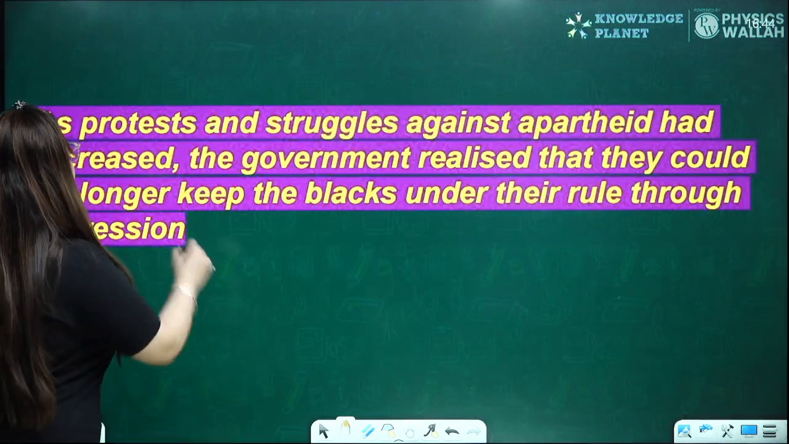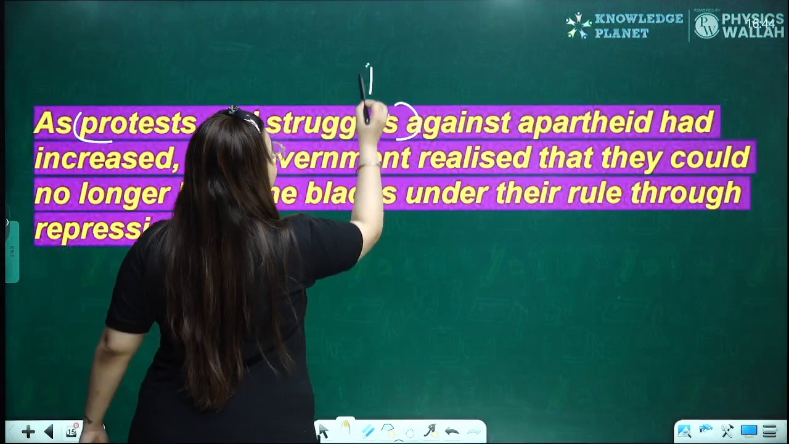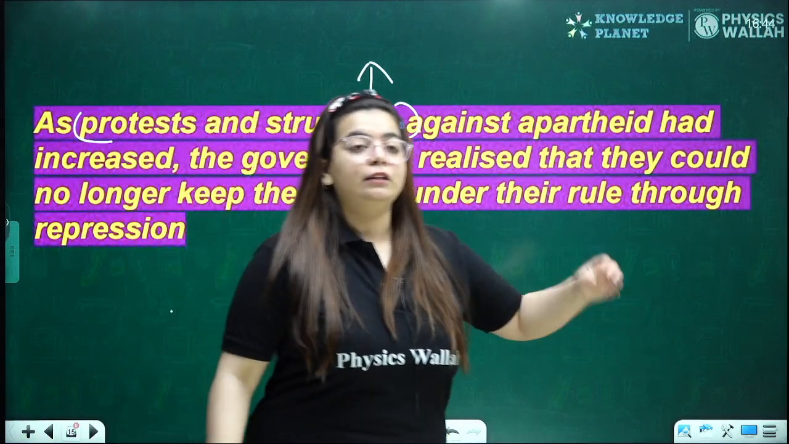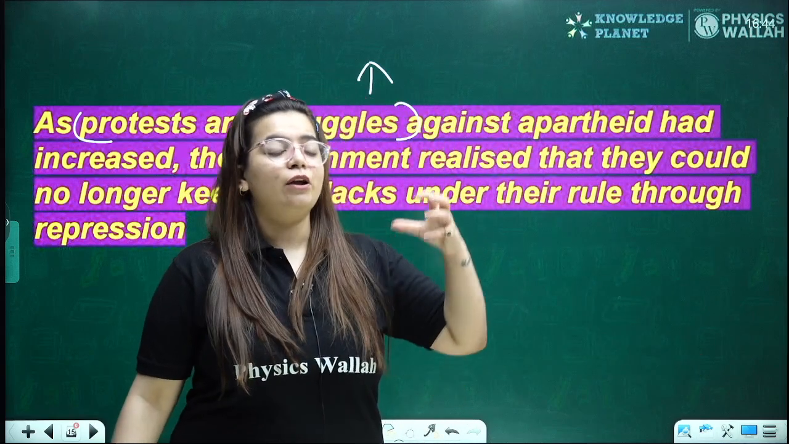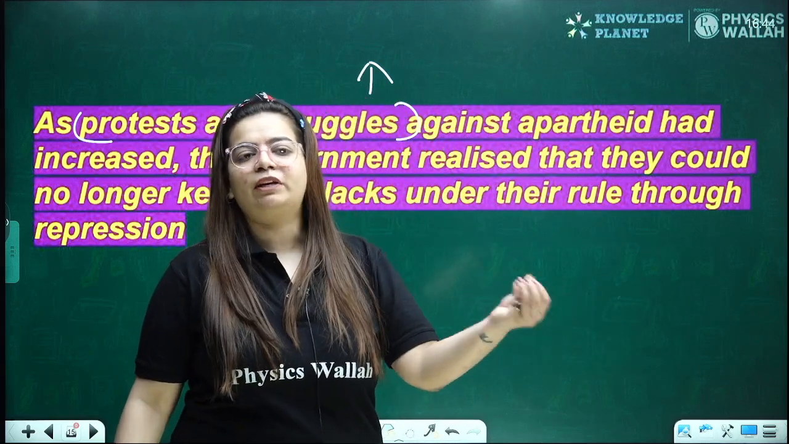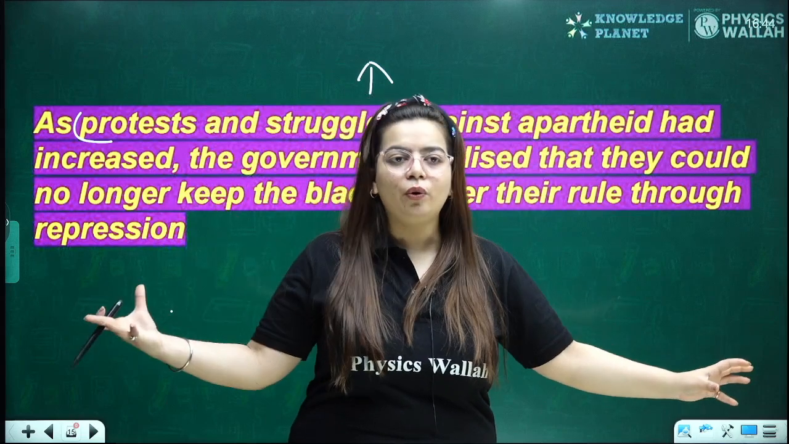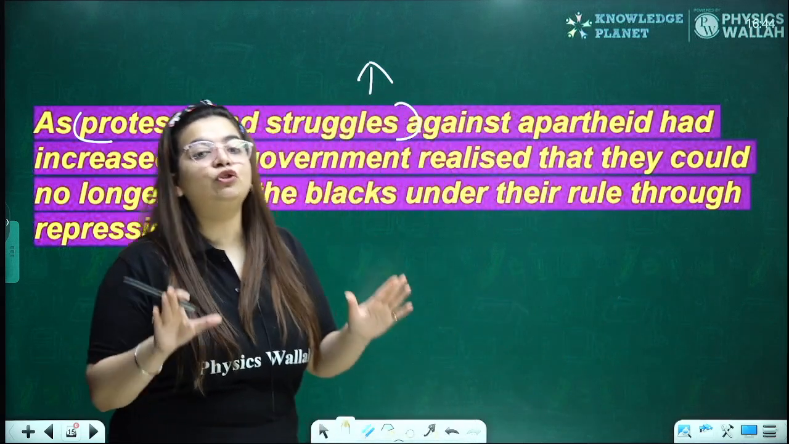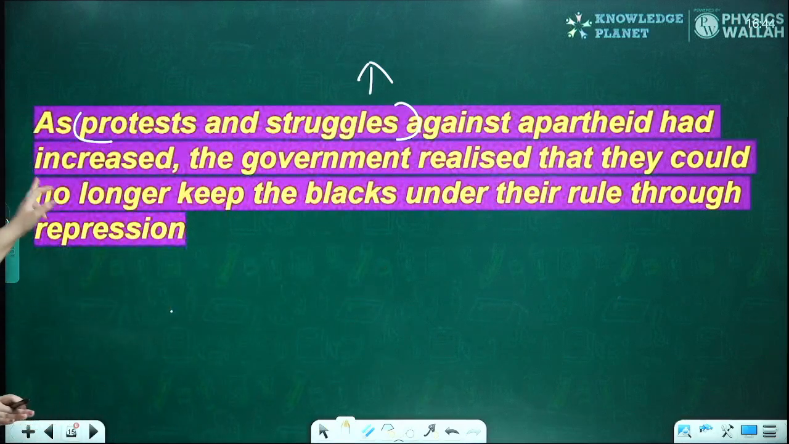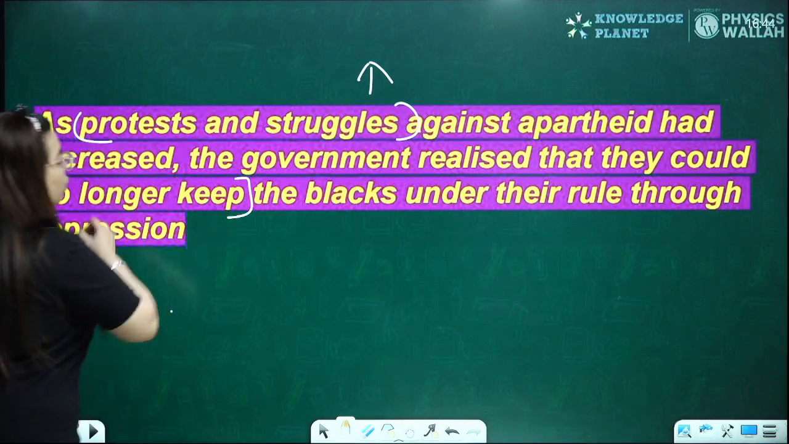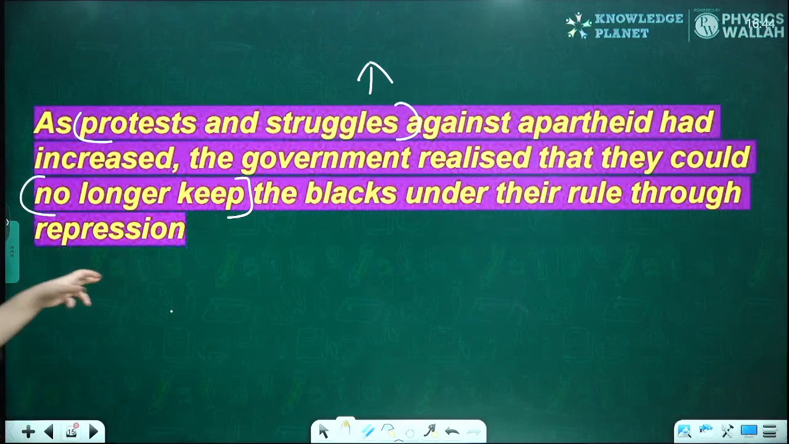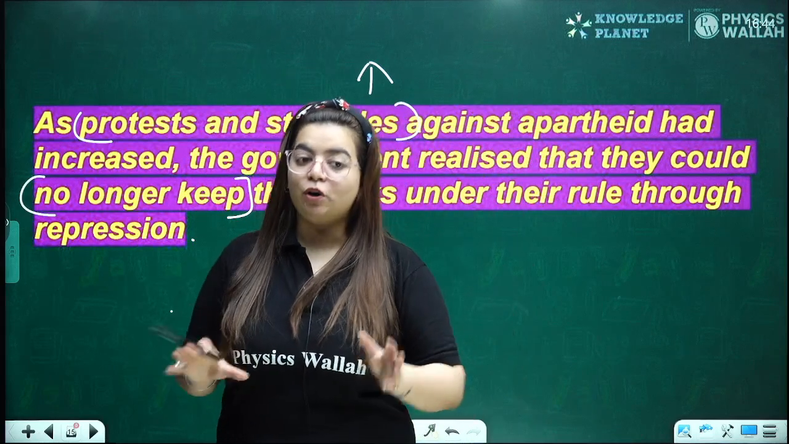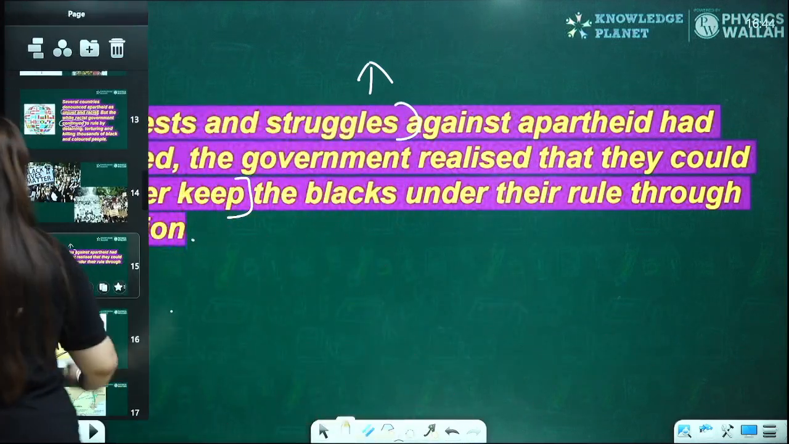So, when protest and struggle against the apartheid system increased, the government realized that now they are in the majority. The Indians, the colored and a lot of black people, which means South African natives, are now together and we are alone here, and the protests are increasing. Now they realize that we should not continue with the apartheid system. They believed that we should no longer keep the blacks under their rule through repression. Now it's time to understand their point of view as well, because now they are in the majority.